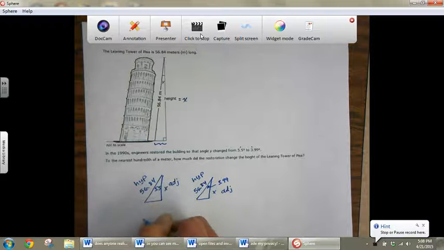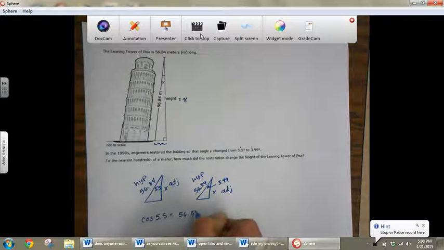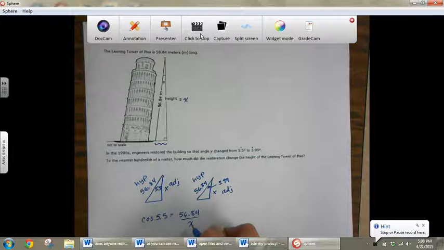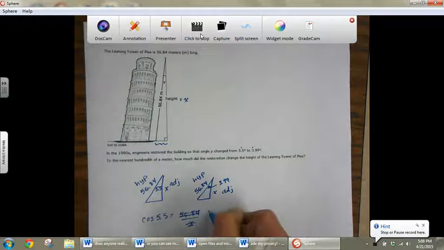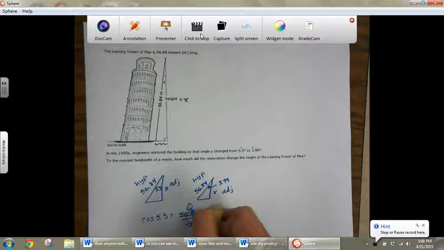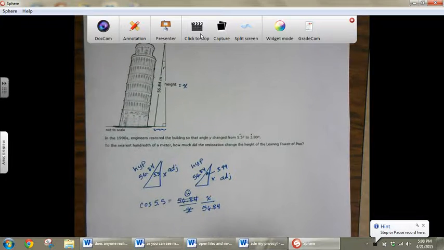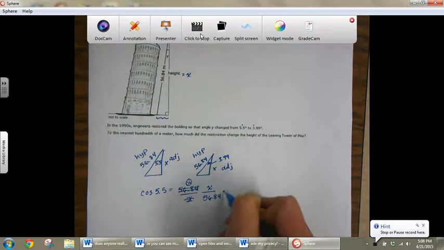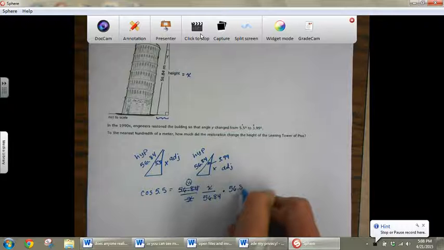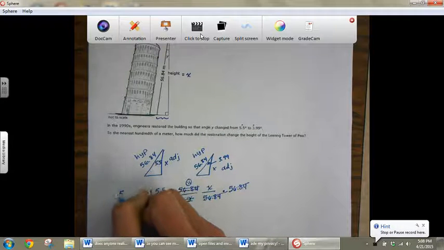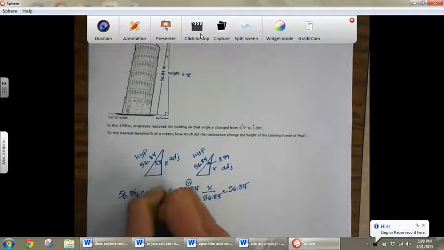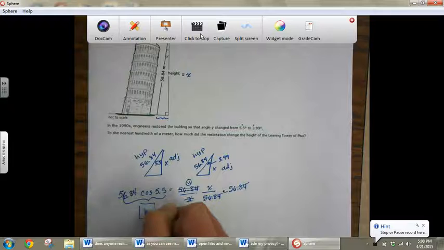So for this one, you can say the cosine of 5.5 equals x over 56.84. And then you can go ahead and solve for x. You can multiply both sides by 56.84. And at this point, you can go ahead and get out your calculator and make it happen.